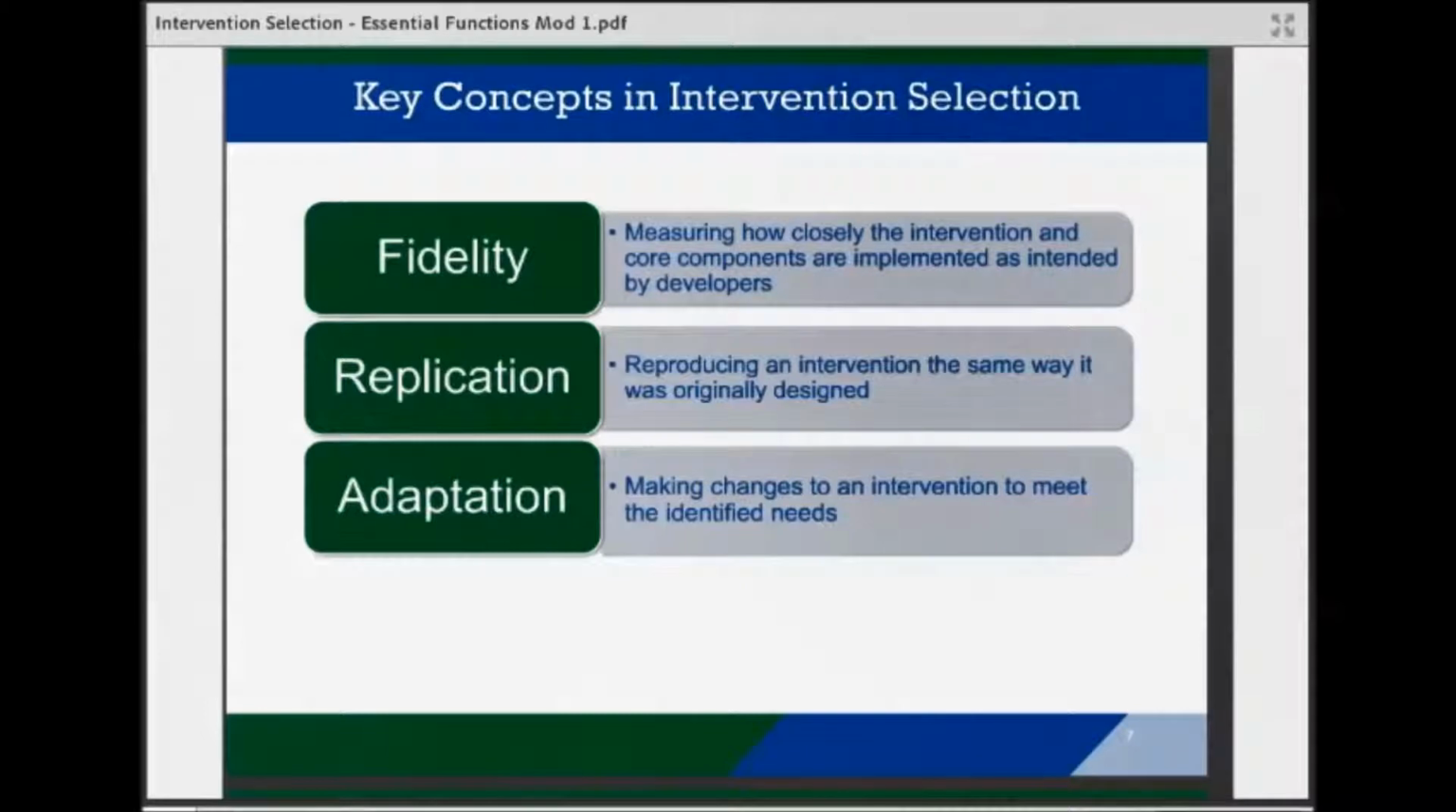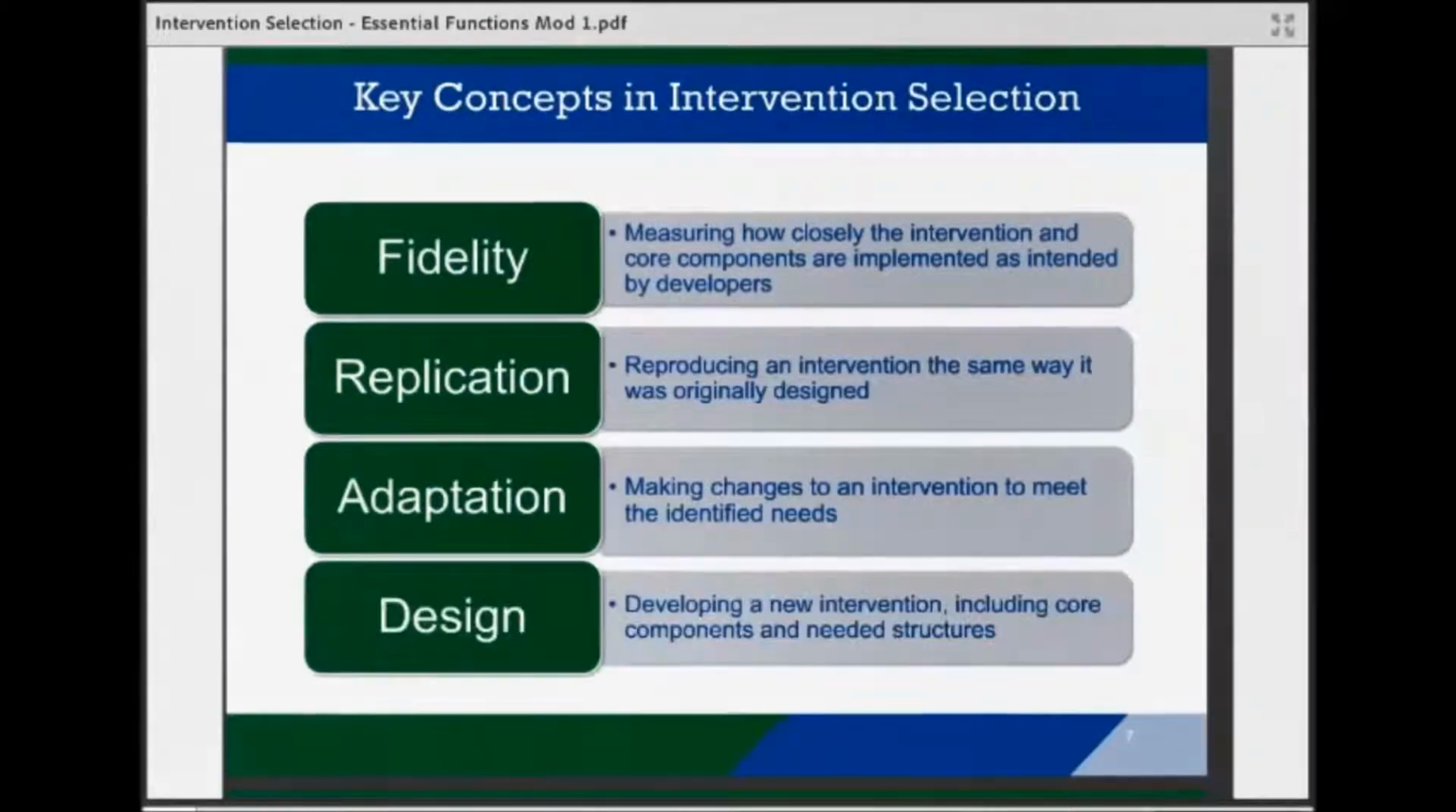Adaptation, making changes to an intervention from its original form to respond to the needs of the population being served or the agency's context. And design, developing a new intervention, including specifying its core components and the necessary features and structures to achieve desired outcomes.